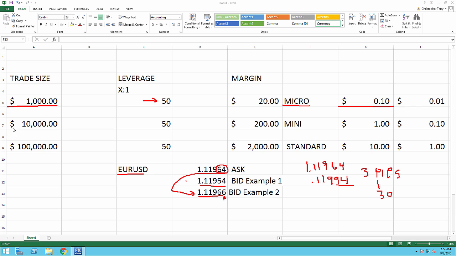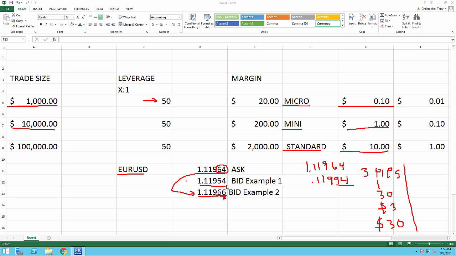The mini lot, the trade size is 10,000. It's also called a mini lot. And the pip value is $1. In this example, you would have made $3. And here, 100,000 is called a standard lot. That's the highest trade size you can do. And the trade value is $10 a pip or $30. Very simple.